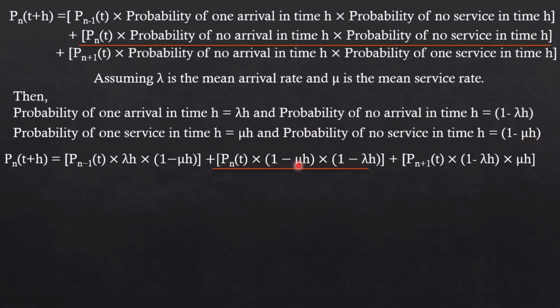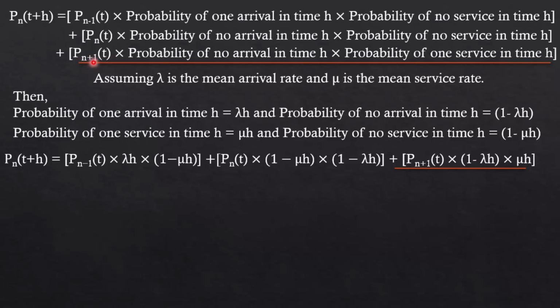So this is 1 minus mu h. Now let us move on to the third part. In the third part we have the probability of n plus 1 customers in time t, and the probability of no arrival in time h, which is given by 1 minus lambda h.